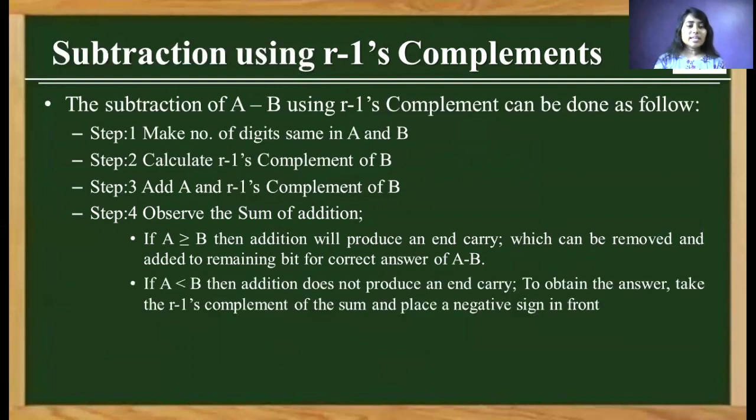If A is less than B, then addition does not produce an end carry, and to obtain the answer, take the r minus 1's complement of the sum and place a negative sign in front. So whenever A is less than B, we have a negative result. So for a negative result, take here the r minus 1's complement. Let's take an example.